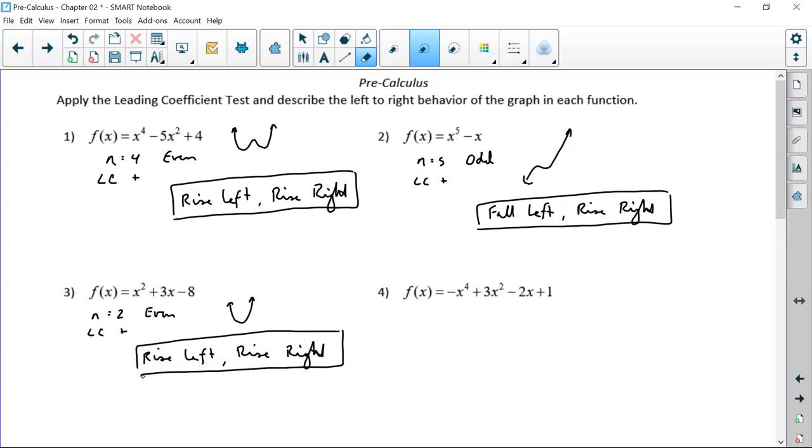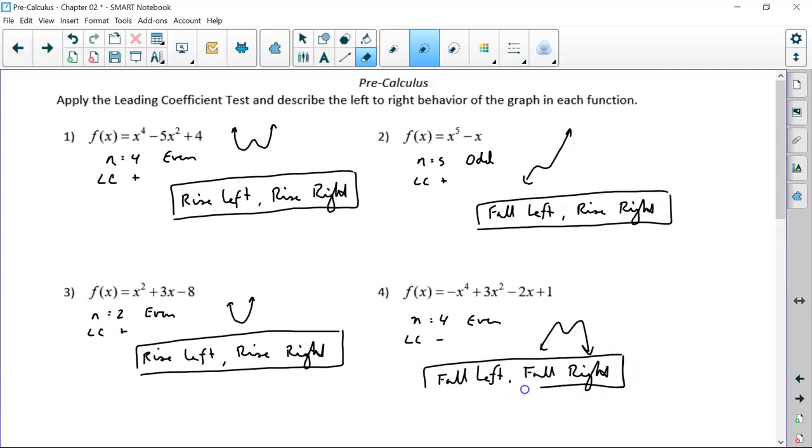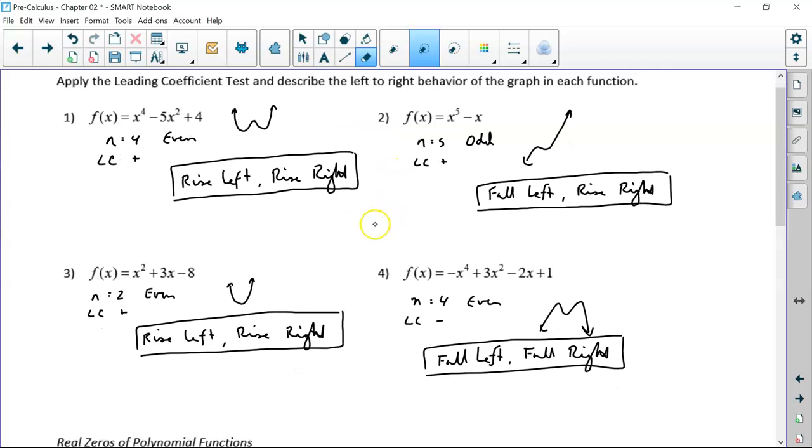Problem number 4, the degree n is 4, that's even again, and the leading coefficient is negative this time. It's a -1, so it's going to have this basic shape to it. So what's going to happen is it's going to fall to the left and fall to the right. That's the end behavior, whether it's rising or falling, left or right. And we always go from left to right because that's how we read. We read from left to right.